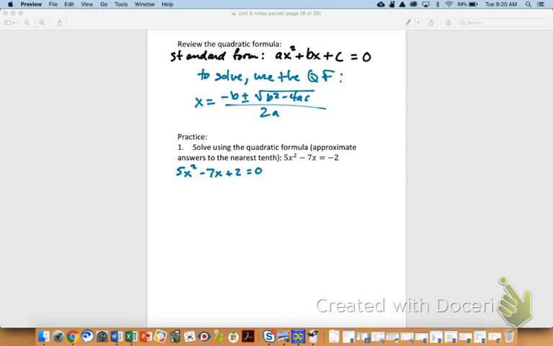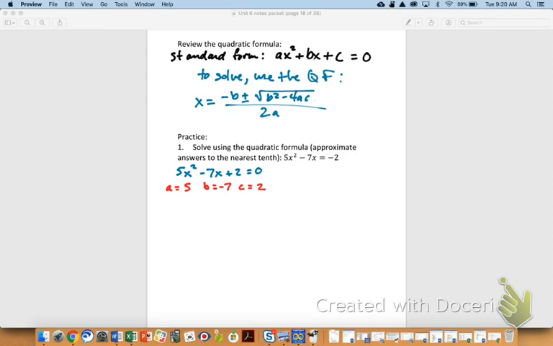Okay. To me, the next most logical thing to do is to identify the A, B, and C. So A is what? 5. That's right, A is 5. How about the B? -7. And C is? 2. So can you see how if you're not in standard form, this is going to get all messed up? Things are going to be just basically the wrong A, B, and C. And if the formula is what it is, then the A and the B and the C have to be the correct things. Okay, so let's practice.